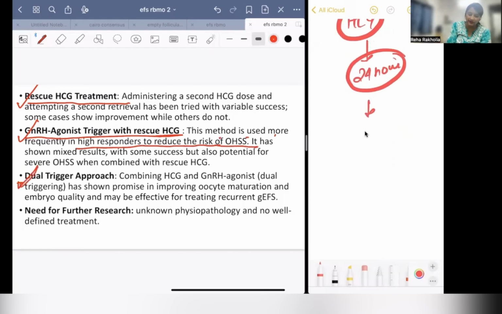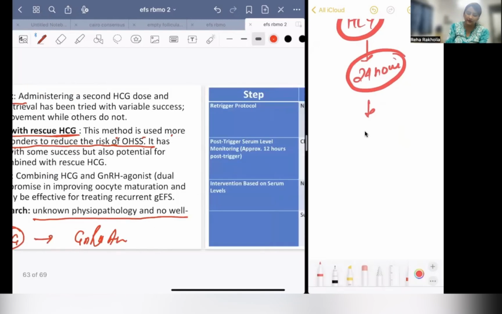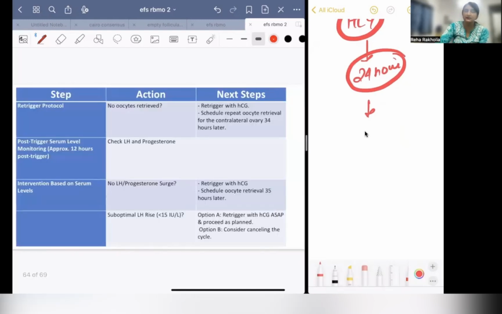Then dual trigger approach may be used. These things need further research: unknown pathophysiology and no well-defined treatment. Here, one more thing we should have written: if we are using HCG already, we can change the protocol into GnRH antagonist protocol with GnRH agonist trigger. We can change the protocol, and that may help. Retriggering protocols.